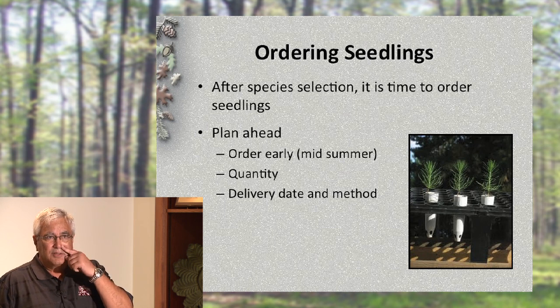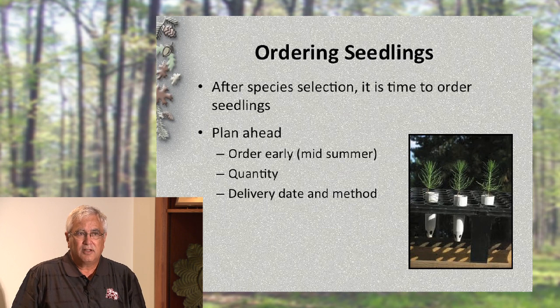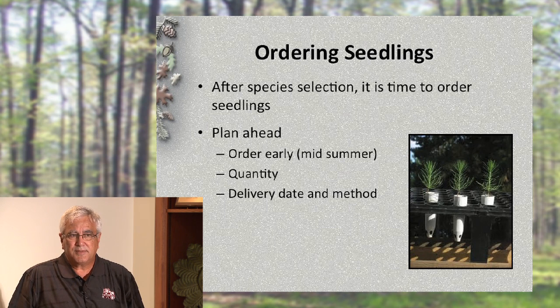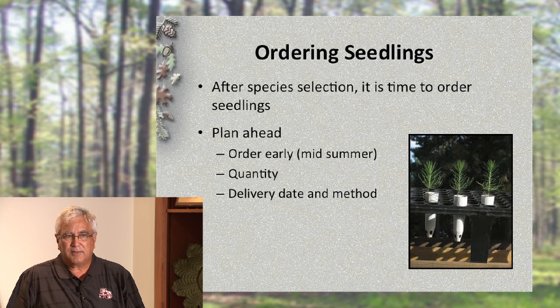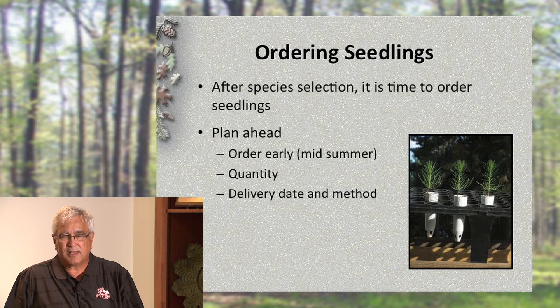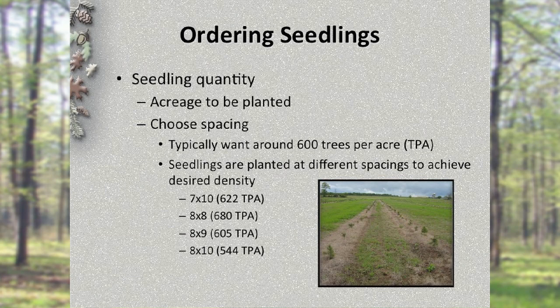So when you're ordering seedlings, after you make your species selection, you're ready to order. You place your order sometime during the summer so that you get the adequate quantity of material that you want, and specify when the delivery date will be and what method these trees will be delivered in. In terms of seedling quantity, you have to know the acreage you want to have planted. Then you have to specifically choose the spacing. Typically, we'd like to have between 500 to 600 trees per acre. But if you have different genotypes, genetic types, then this may dictate a different spacing.